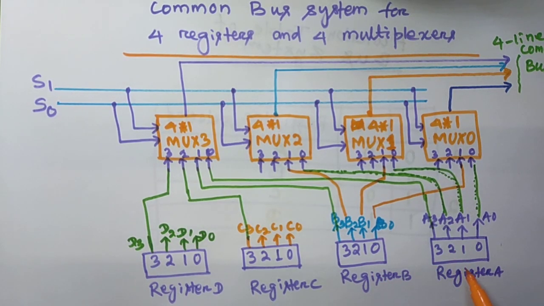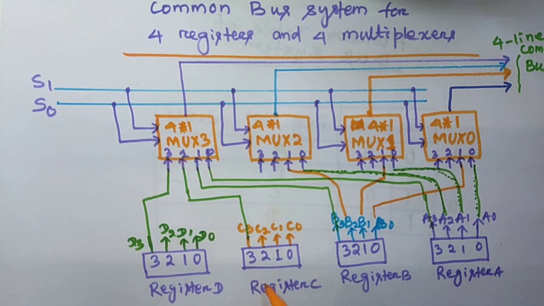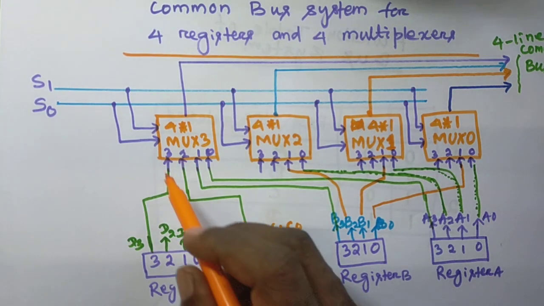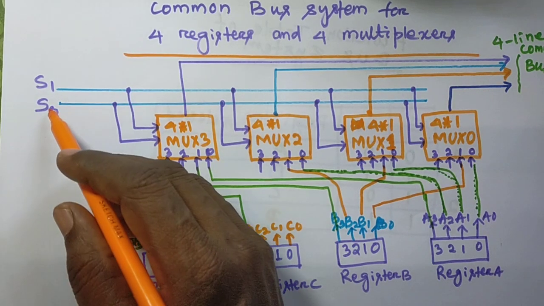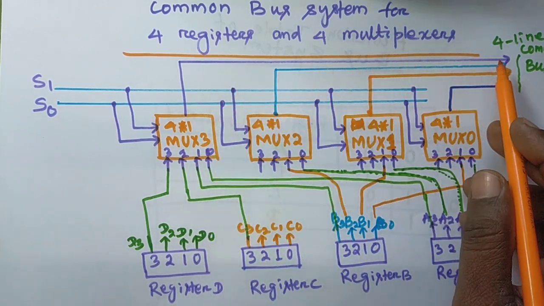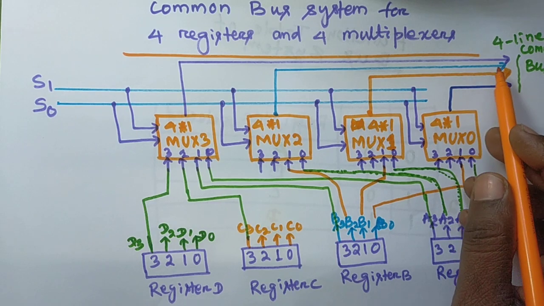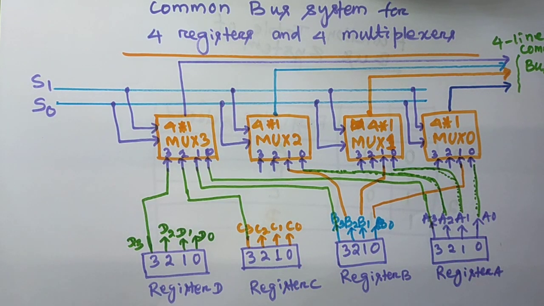Zero position is selected by register A. C, that is two position, is selected by register C. Third position, three position, is selected by the D register. In this way, which register will be selected is decided by S0 and S1. That data is passed to the corresponding 4 line common bus. This is the basic, very important, because some complexity is there. Still, what I explained, we just analyze the same thing once again.